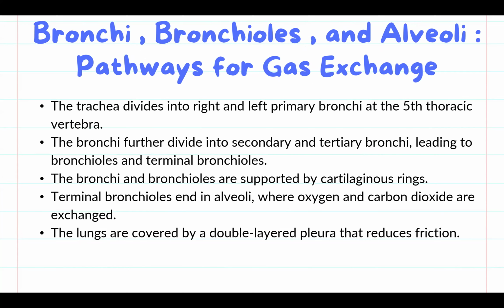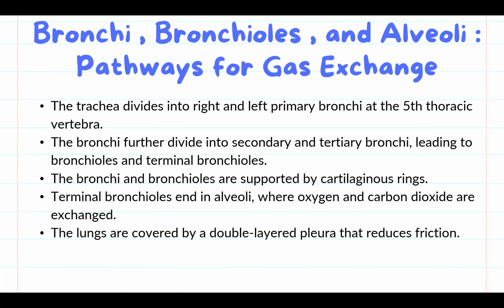Now, the bronchioles and alveoli pathway for gas exchange. The trachea is divided into right and left primary bronchi at the fifth thoracic vertebra. The bronchi further divide into secondary and tertiary bronchi, leading to the bronchioles and the terminal bronchioles, and at last the alveoli, where gas exchange happens. The bronchi and bronchioles are supported by cartilaginous rings, and the terminal bronchioles end in alveoli, where the two gases, oxygen and carbon dioxide, are exchanged.